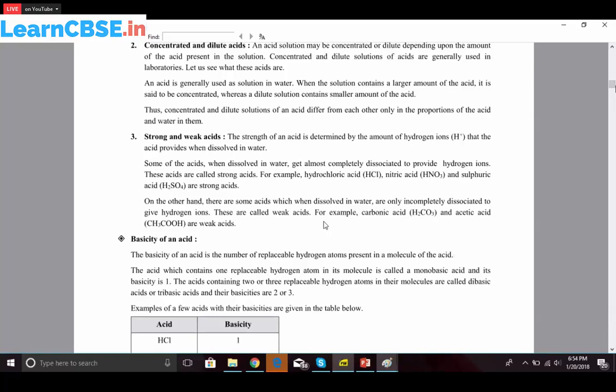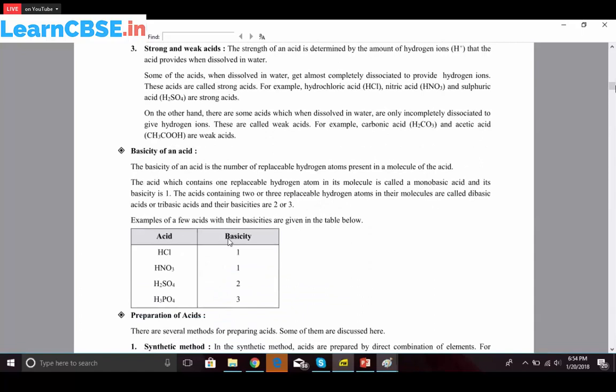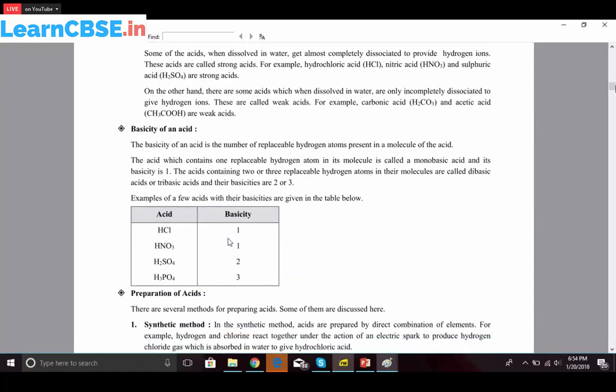Okay. So for example, the weak acids H2CO3, which we call carbonic acid, and acetic acid, CH3COOH. These are all weak acids that can give only partial H plus ions when they are dissolved in water. Okay. Next one is the basicity of an acid.